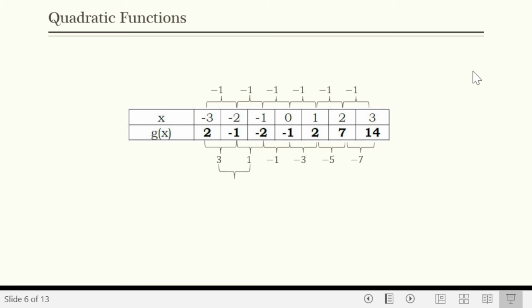Minus na naman tayo. 3 minus 1, 2. 1 minus negative 1, that is 2. Negative 1 minus negative 3, that is 2. Negative 3 minus negative 5, that is positive 2. Negative 5 minus negative 7, that is positive 2. So, that means we already have uniform difference, so we can say that this is a quadratic function. So, this table is a quadratic function. Okay? So, ganun lang kasimple.